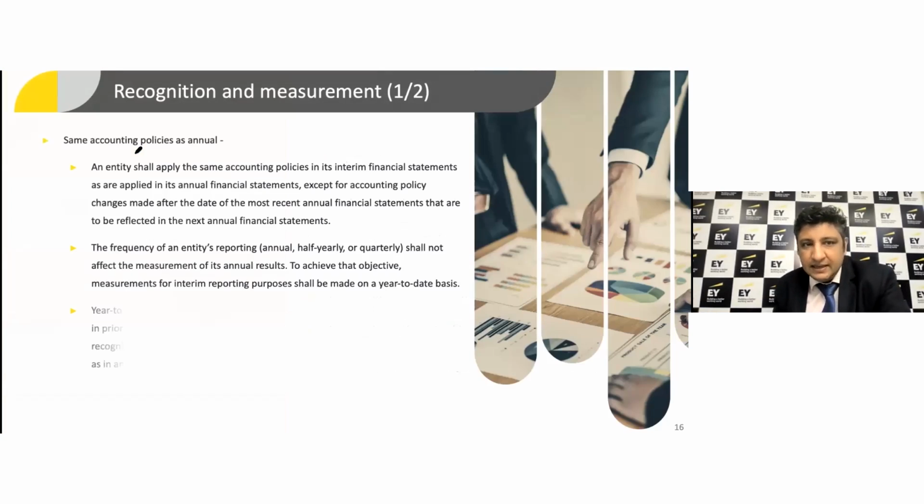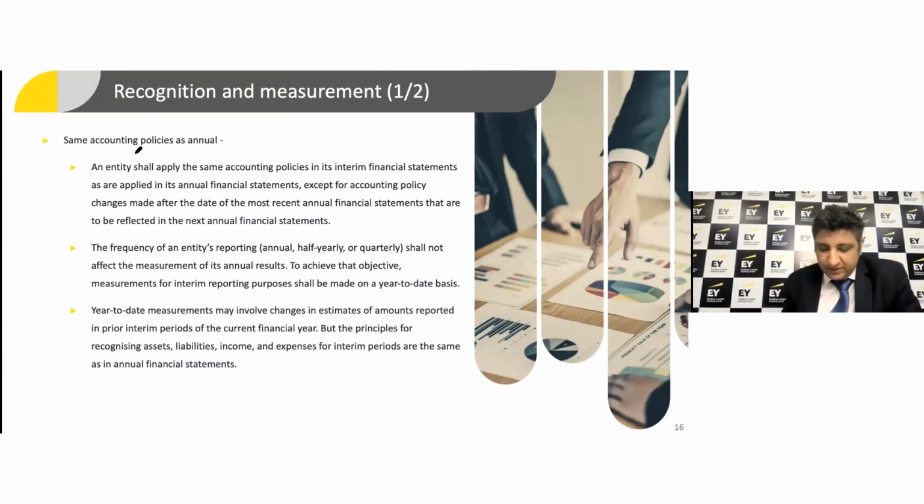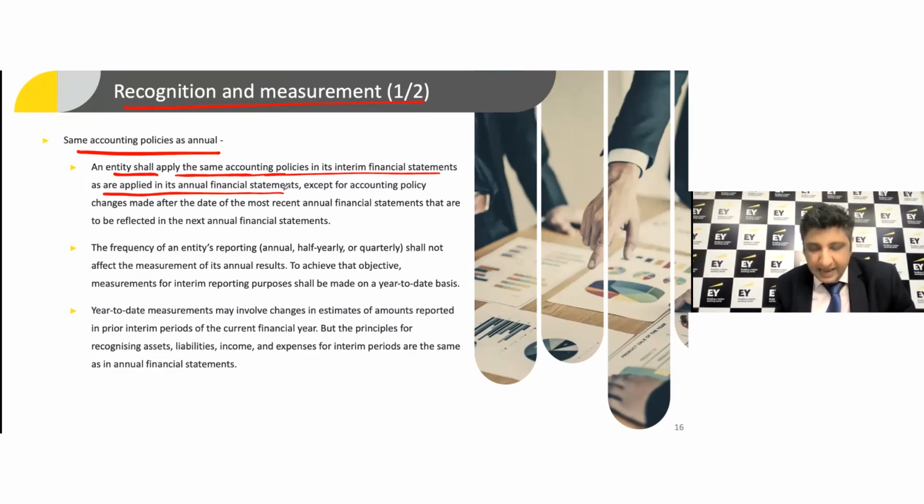All right. Now, this could be a very straightforward thought process where you look at the recognition and measurement part, where we say that just follow the way you had been doing the accounting for the entire accounting period. You're still following the accrual concept. You're still expected to follow the prudence principle, you're looking at the matching aspects, etc. So all those aspects of accounting policies, conventions, rules, principles, an entity shall apply the same accounting policies in its interim financial statements as applicable to the annual financial statements, right?